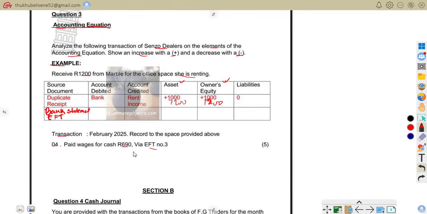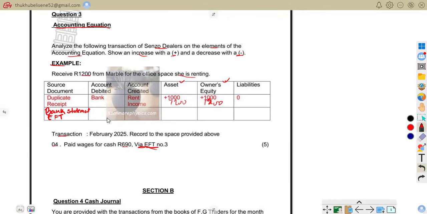Now we want to know the account that is going to be debited, as we are told that we paid wages in cash of 690 via EFT number 3. So the account is wages, which we know is an expense. If we paid wages, these are the expenses that we pay for the employees who worked for the business.